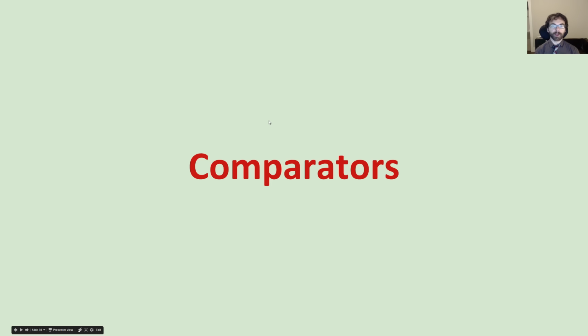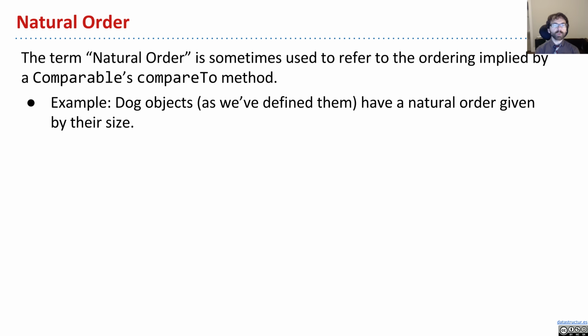We don't always want to compare objects in the same way every time. That's where the comparator is going to come in. So what do I mean by that? Well, I'm going to start by mentioning a nice term, natural order. It's sometimes used to refer to the ordering implied by the compare-to method of a particular class.